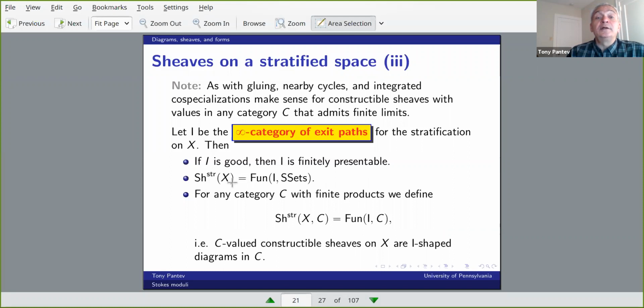And the constructible sheaves for the given stratification are just the diagrams of simplicial sets labeled by this exit path category. And so for any category with finite limits, you can define the constructible sheaves with values in that category as the functors, as the diagrams in that category labeled by the exit path category. So these are the C-valued constructible sheaves on X for the given stratification.